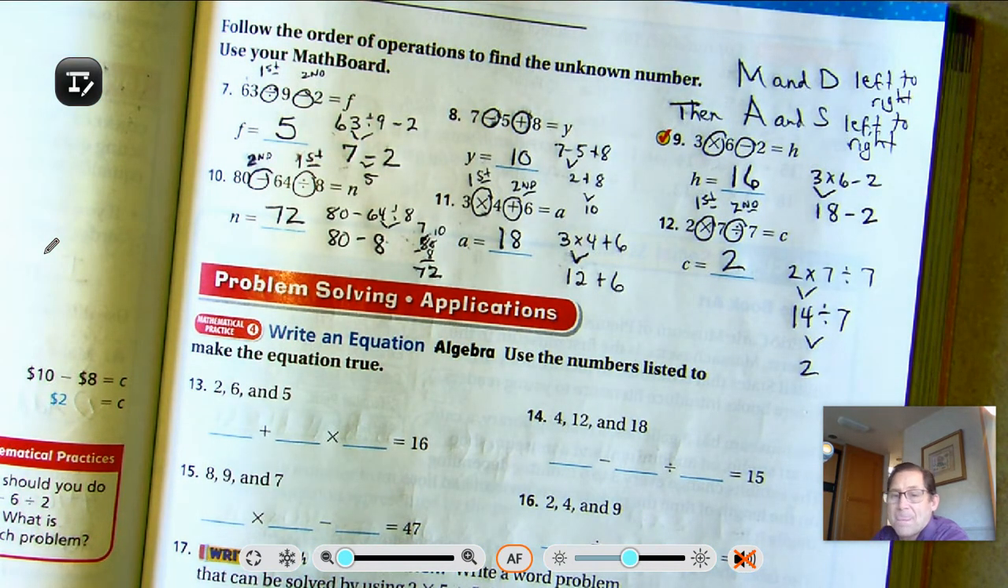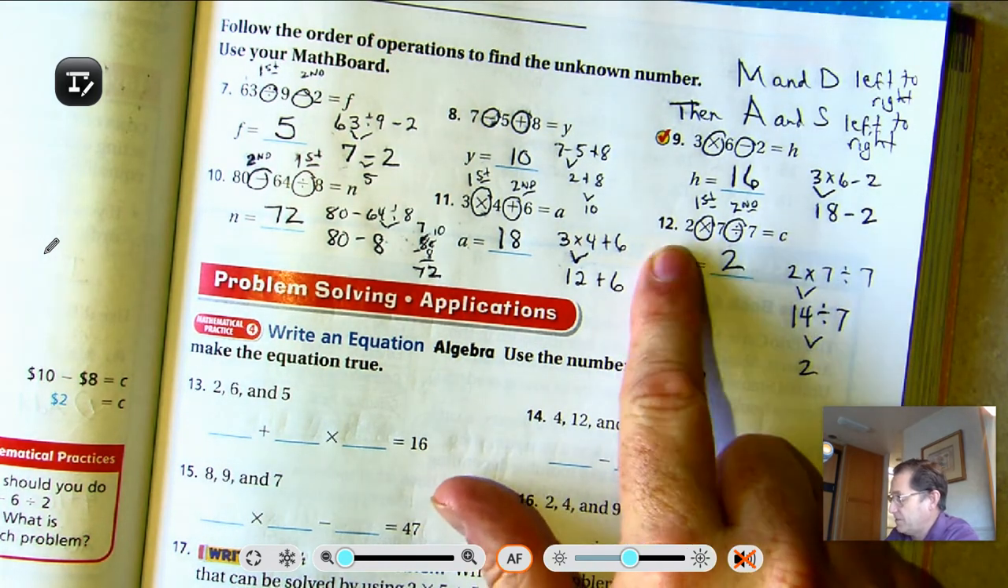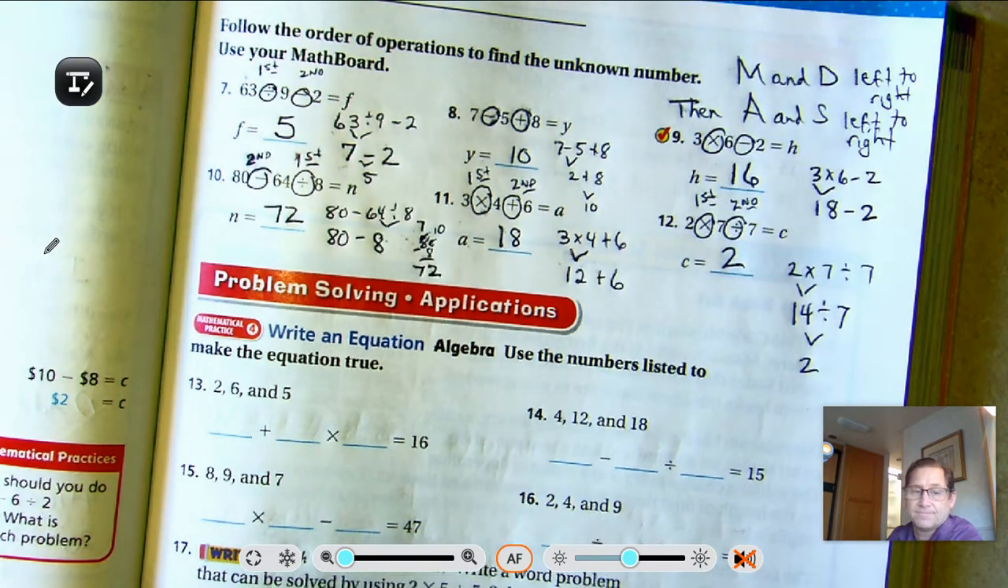Now, this one, if you did divide first and then multiply, you would get the same answer, because 7 divided by 7 is 1, and 2 times 1 is 2. But that doesn't always work that way. So if all we have is multiplication and division, make sure we go left to right.